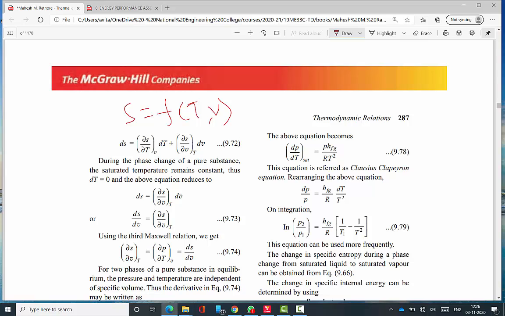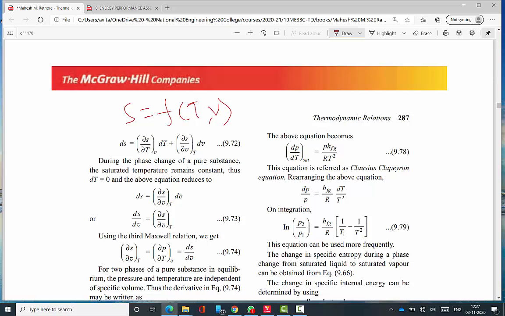From the chain rule, dS equals (∂S/∂T) at constant volume dT plus (∂S/∂v) at constant temperature dv. During the phase change of the substances, the saturated temperature remains constant. As I said previously, during the phase change process, both pressure and temperature remain constant. That is why we can say the boiling temperature is 100 degrees Celsius and the freezing temperature is 0 degrees Celsius. It is constant for a particular pressure. If the pressure increases or decreases, the boiling temperature also increases or decreases. Then the saturated temperature remains constant.